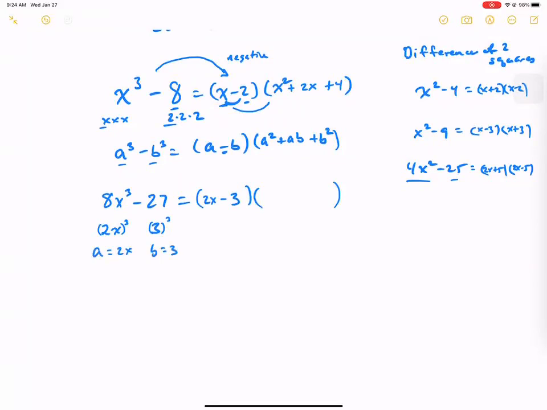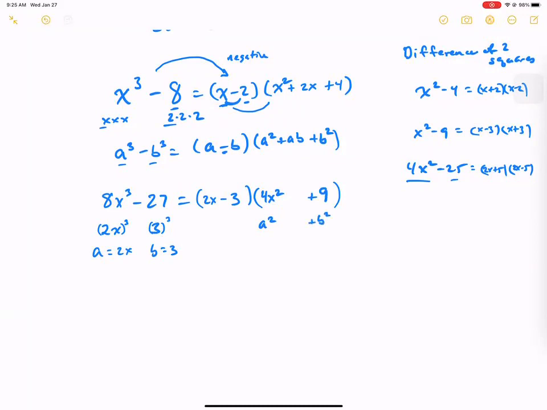You can memorize the rest, but we can kind of make it up. 2 times what is 8? Because that has to be the front. 2 times 4x squared, right? And really you are just squaring a. This is really a squared. In the back, 3 times what is 27? 3 times 9 is 27. That's going to be a positive 9. That's going to be our b squared.